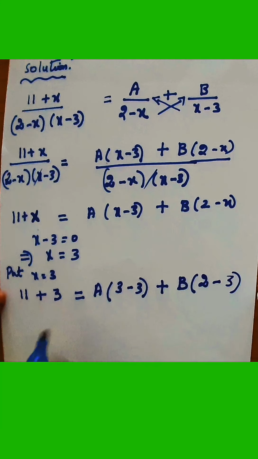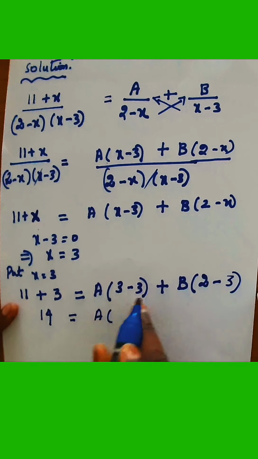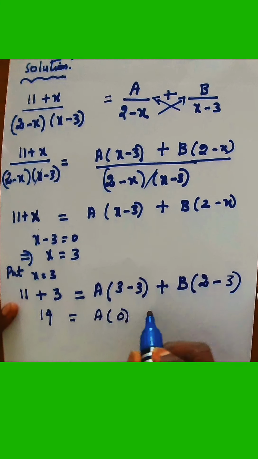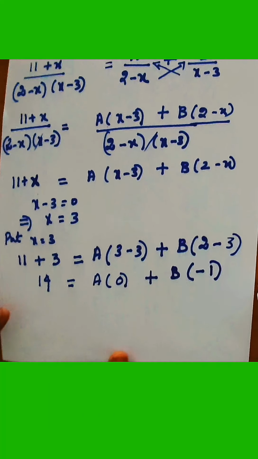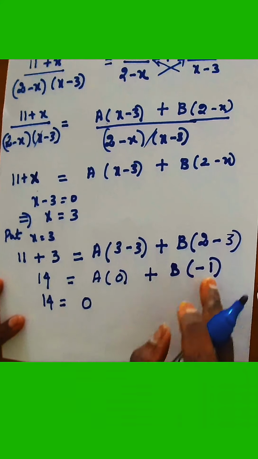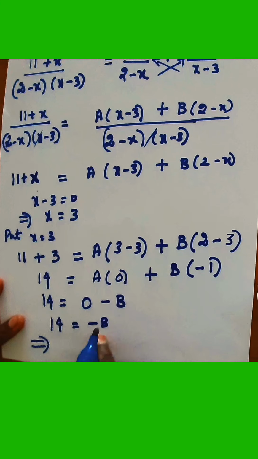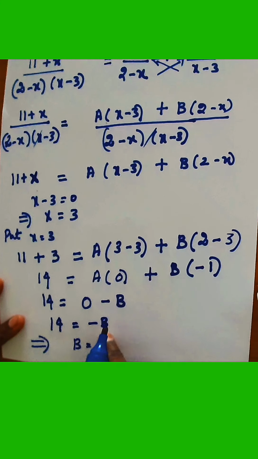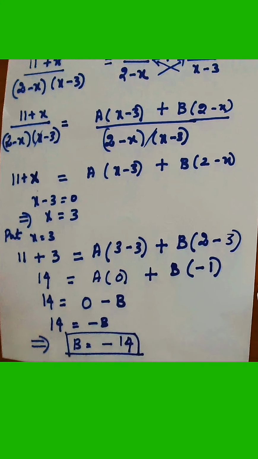So 11 plus 3 will give you 14, which is equal to a times 3 minus 3 will give you 0, plus b times 2 minus 3 will give you minus 1. So 14 is equal to a times 0 will become 0, b into negative 1 will become minus b. 0 we can ignore. 14 is equal to negative b, which means b is negative 14. This is the value of b. We got the value of b now.